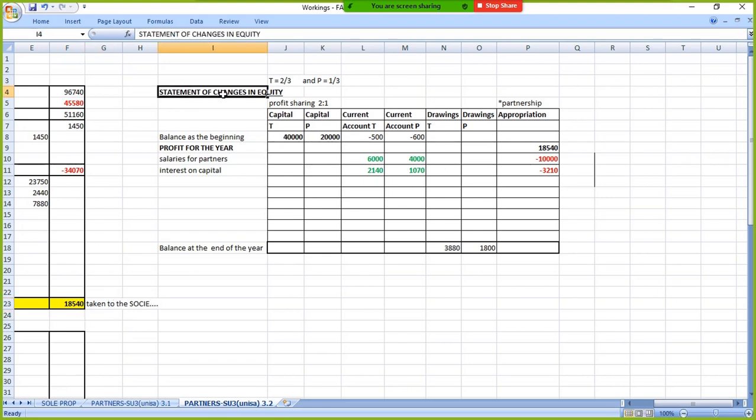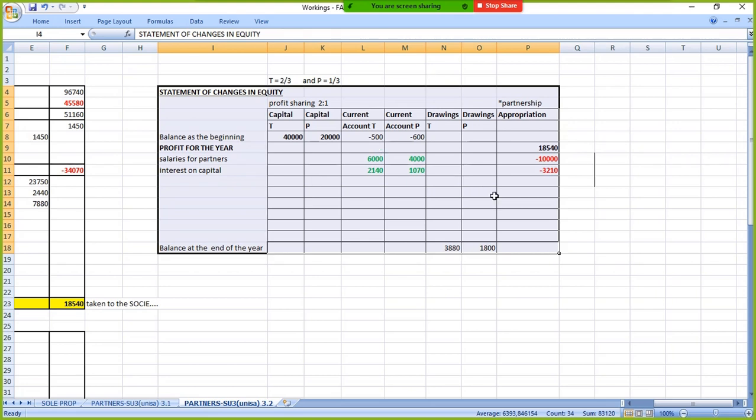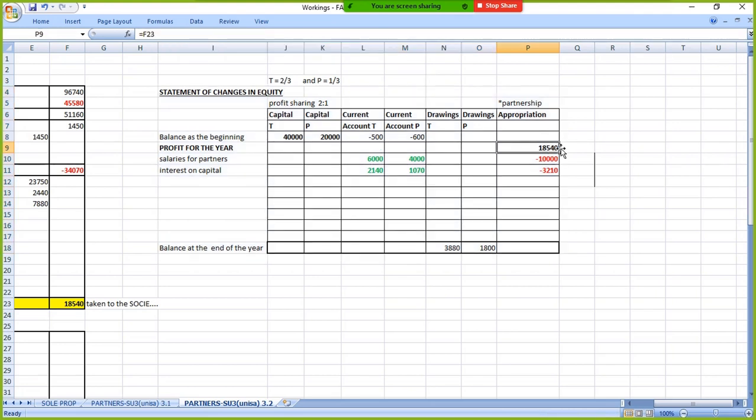Do you agree the partners are going to share profit of 18,540? No, the profit they're going to share has to take the salaries and the interest into consideration, because only what's left over will be shared between the partners in their profit sharing ratio. Does that make sense? Yes. When I have an appropriation account, because it's a working account, it always has no balance. You work it out, it's zero, so you'll see zero here at the end.